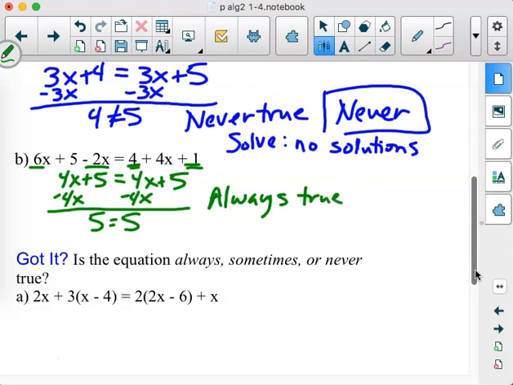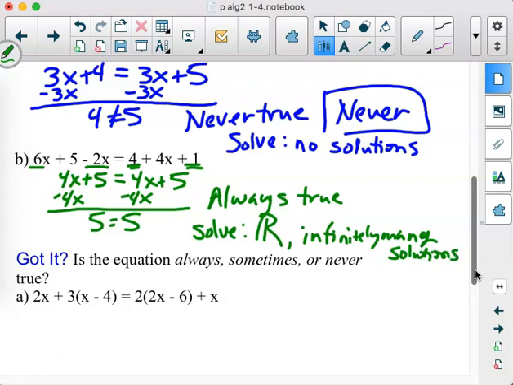And that's what they wanted to know. If the problem says solve, you could say all real numbers. You could say infinitely many solutions. And again, this book says it's okay to call this the identity. It is. It's just that most books will focus on the number of solutions that you have here. Infinitely many solutions, all real numbers.